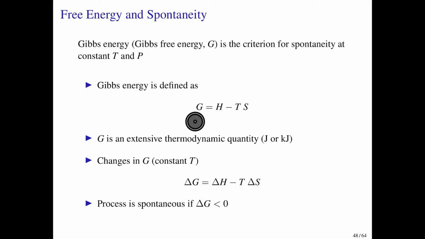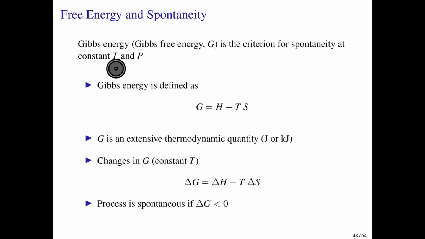Here is the formal thermodynamic definition of the Gibbs free energy. It's the enthalpy minus the temperature times the entropy. So if you knew all of these values, you could calculate the Gibbs energy of your system. The Gibbs energy is an extensive thermodynamic quantity, so it depends upon the size of the system. The larger your system, the larger the Gibbs energy, and it's measured in units of joules, or more commonly, kilojoules.